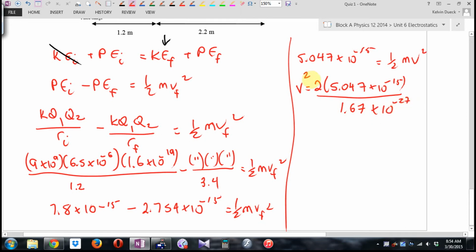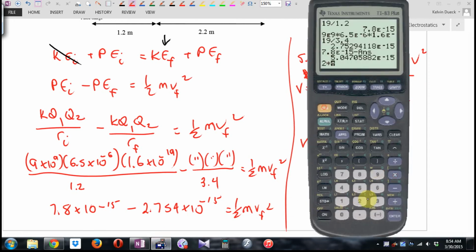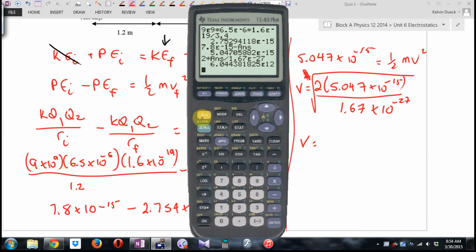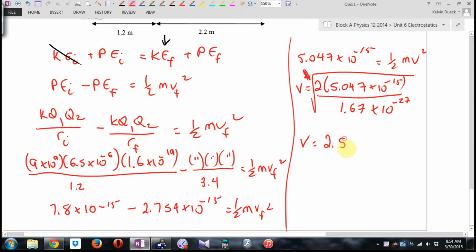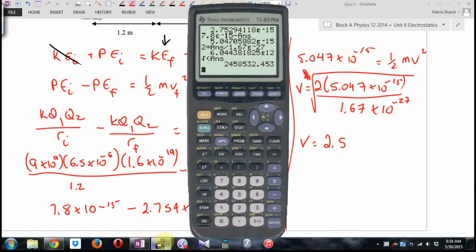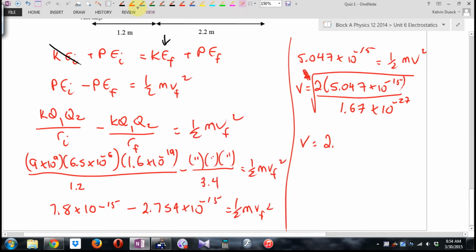That's v squared. How to get rid of a squared? Square root. So it's going to be 2 times this divided by 1.67 times 10 to the negative 27. Whew, square root. Do you get 2.56 times 10 to the 1, 2, 3, 4, 5, 6? 2.56? 2.46, Mr. Dueck. 2.46. Is that right? People nodding?